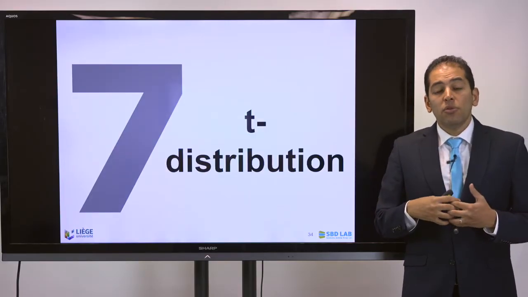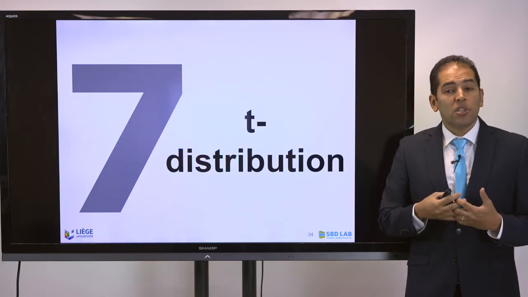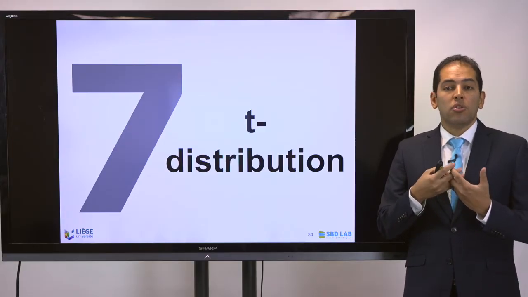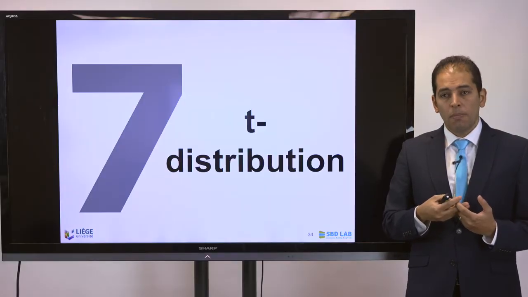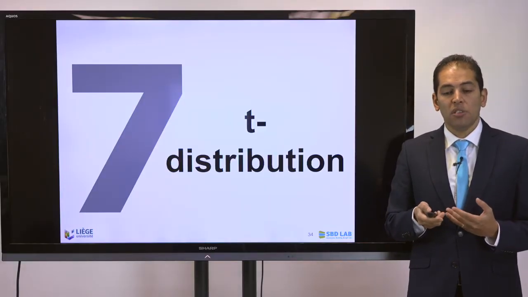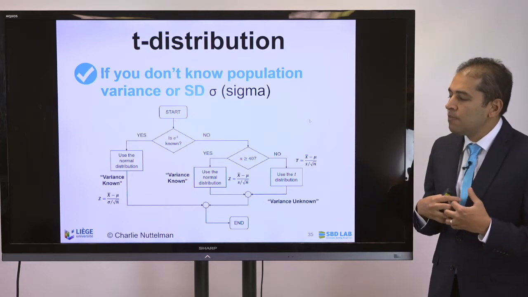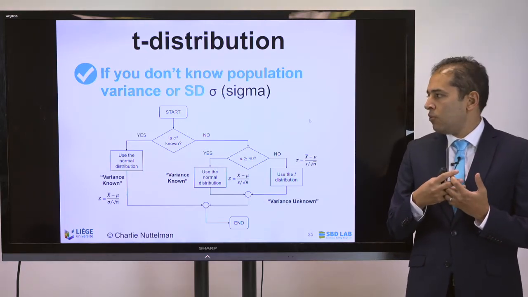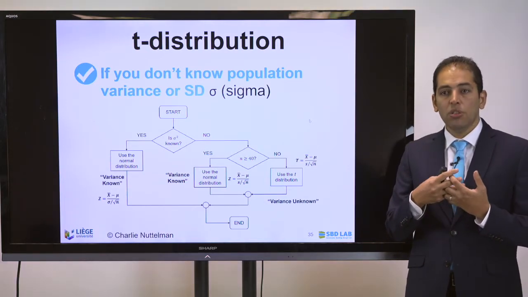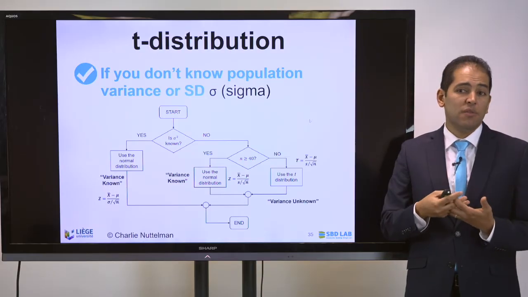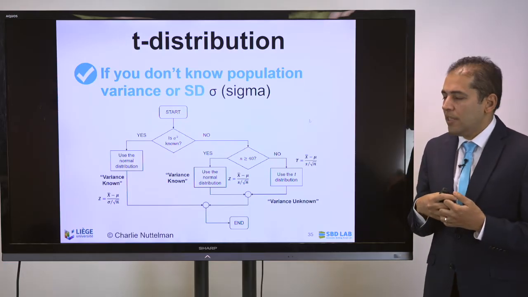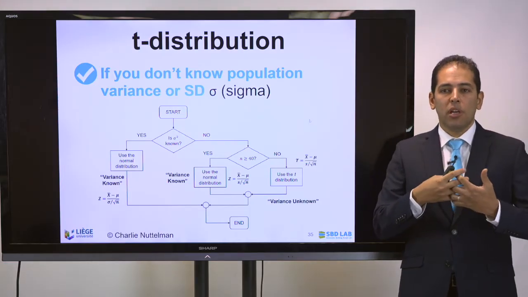Now, allow me to move to the t-distribution, which I mentioned earlier. We use it especially when we do not know the population mean, and therefore we have to use the t-distribution. As you can see, when we are confused about the sigma, and we don't know the population variance or the standard deviation of our population, we don't know how to calculate the sigma.